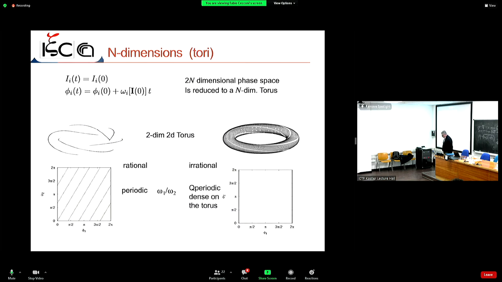And just a few pictures about what is going on when you use action angle variables. This is the solution, and your solution lives on, for example, a two-dimensional torus or d-dimensional torus, of course. If you have a 2n-dimensional phase space, you have an n-dimensional torus. And if this quantity omega that comes from your integration is a rational ratio, you have a periodic solution on the torus.